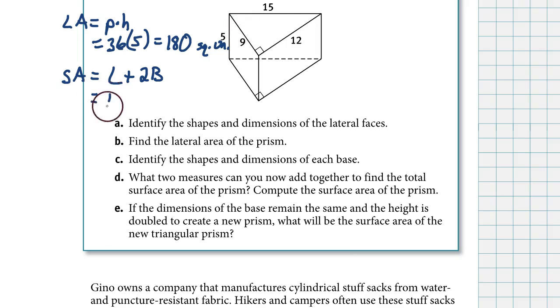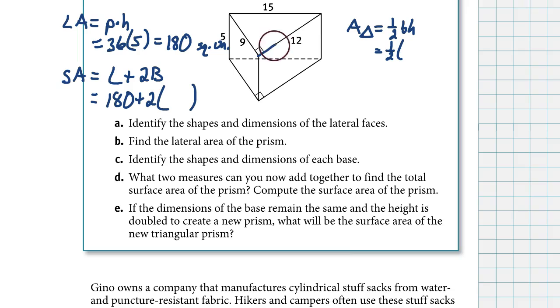For total surface area, we fill in the 180 for L and then fill in the area of the triangular base for capital B. On the right side of the video, let's find the area of the triangle. 1/2 base times height.